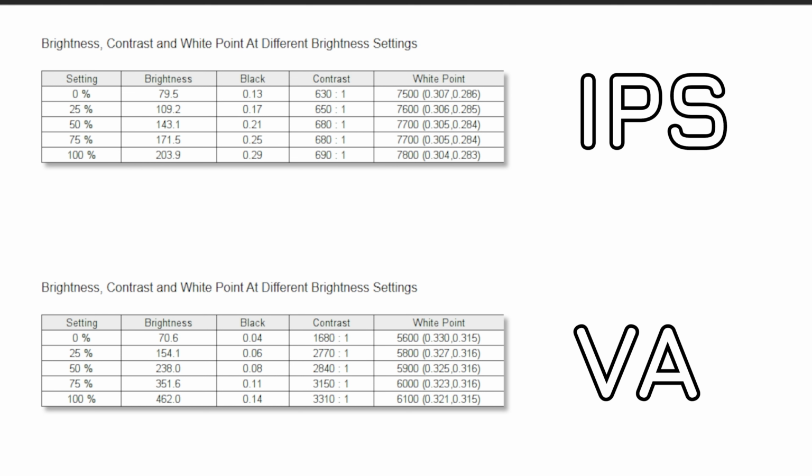That gives a 3310:1 contrast ratio, and that's still not absolutely amazing for a VA panel. You regularly find VA panels with 4000:1 contrast ratios or better, but it's still worlds better than the IPS model. It's actually about 5 times better overall, and while it's still no OLED, it will give a much better viewing experience overall for slower moving content like films, TVs, and YouTube videos.